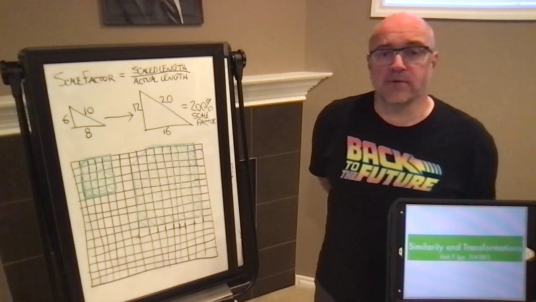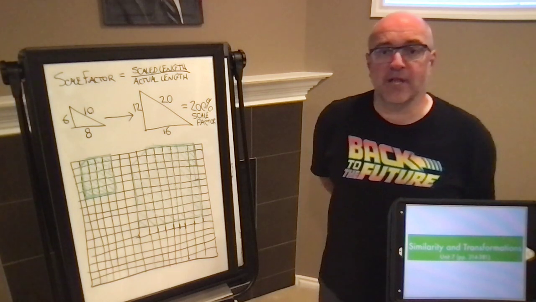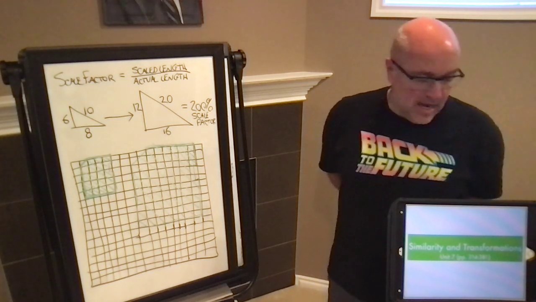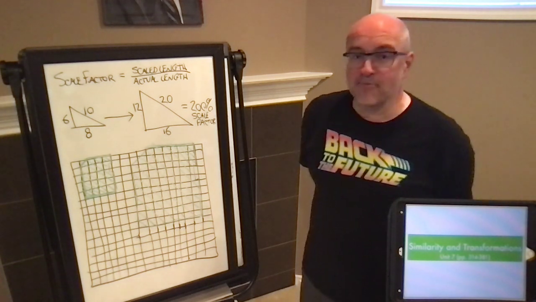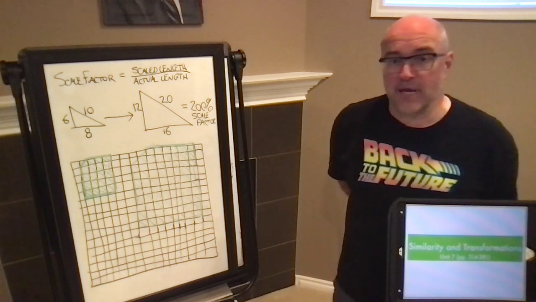Hey Math Nines, and welcome to the start of our 7th unit. It's going to be entitled Similarity and Transformations. It's going to be found in your Math Makes Sense 9 textbook on pages 314 to 381.